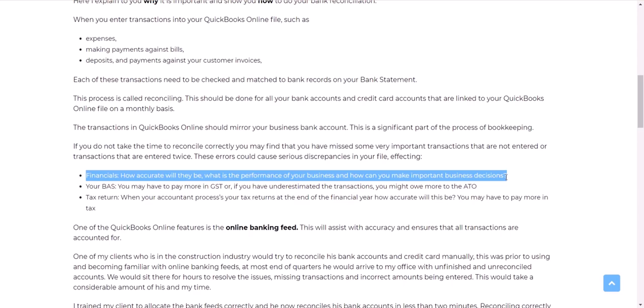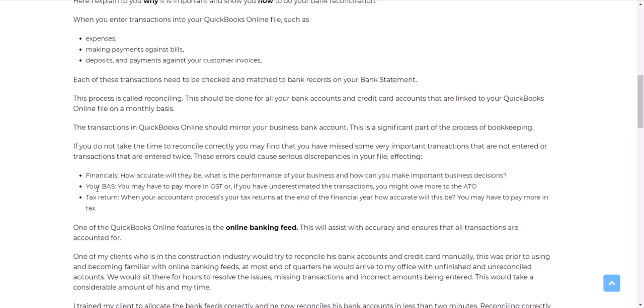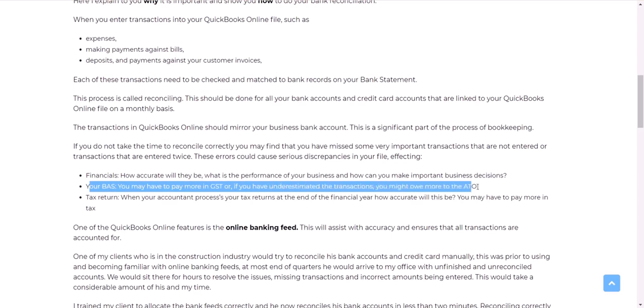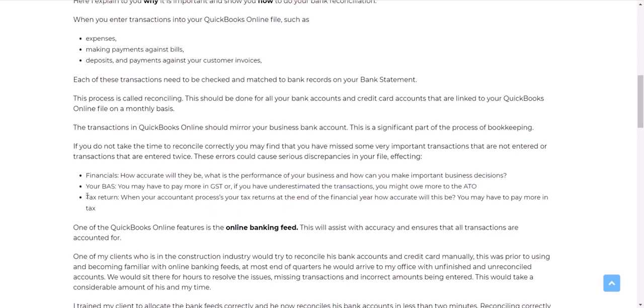So please be careful. The other thing that will affect you, and you really don't want this to affect you whatsoever, is your BAS. You may find that you may be paying more in your GST, or you could have actually underestimated your transactions, and then you might owe more to the ATO when your financials are either audited by your accountant at the end of the year for the tax return, or you have a BAS agent that helps you along the way. The other thing that it will affect is your tax return, as we've mentioned.